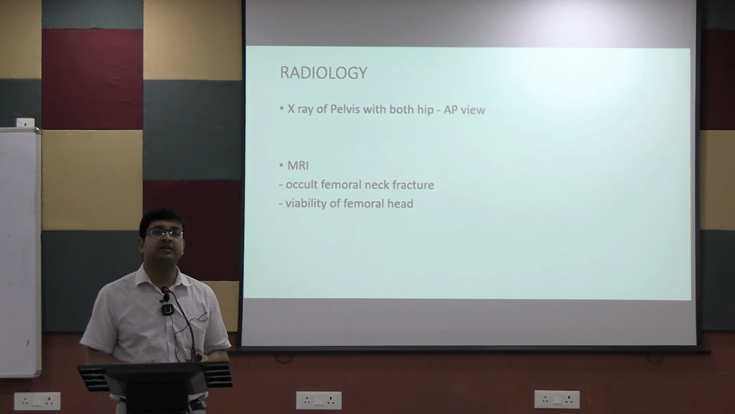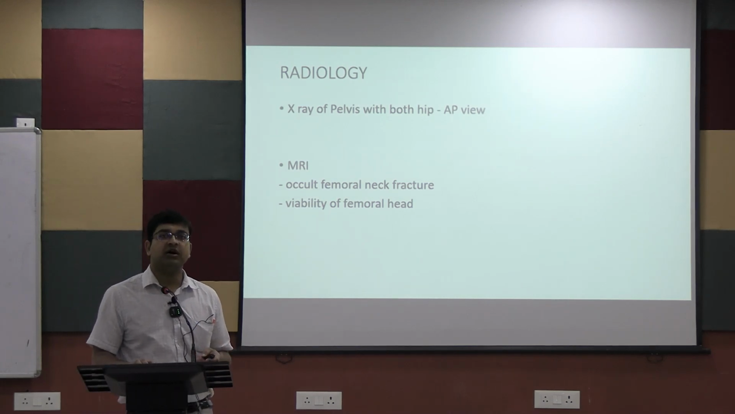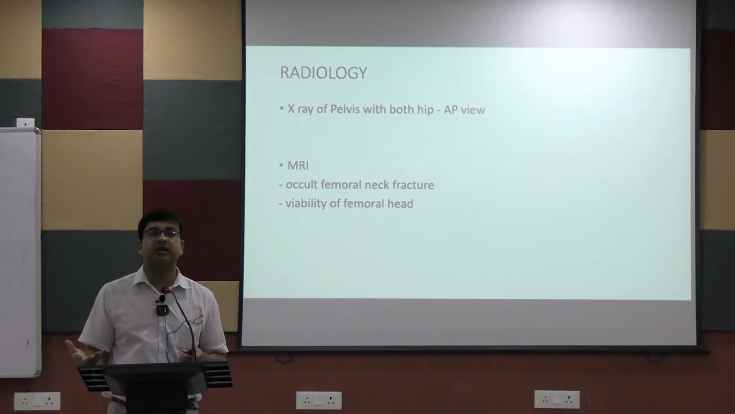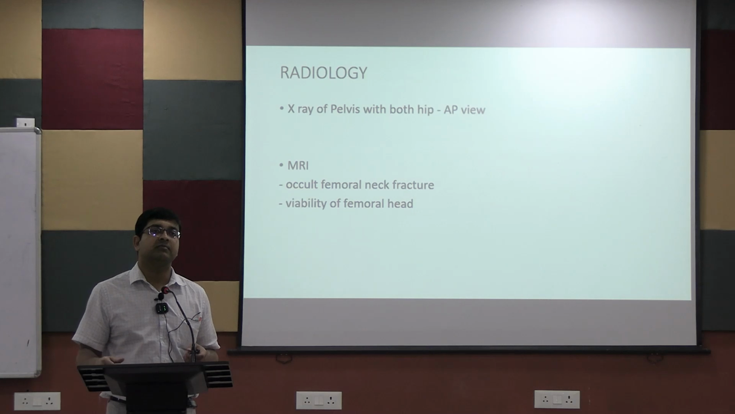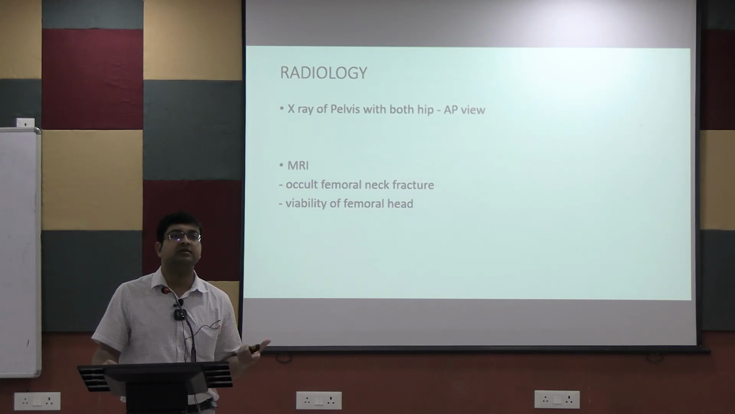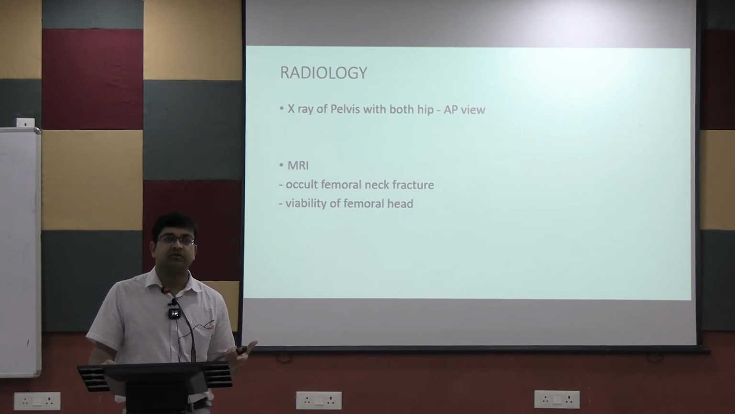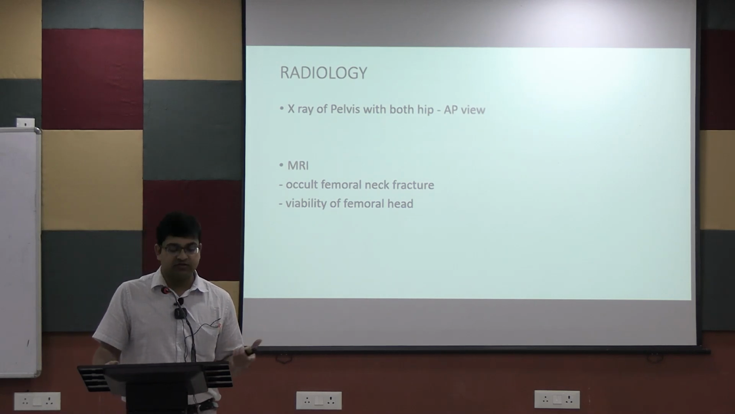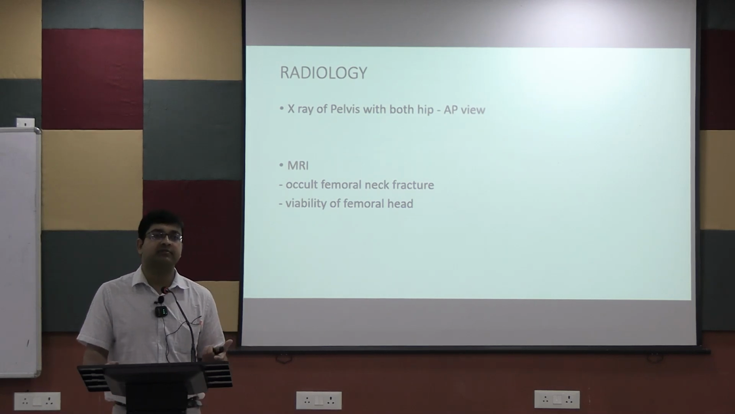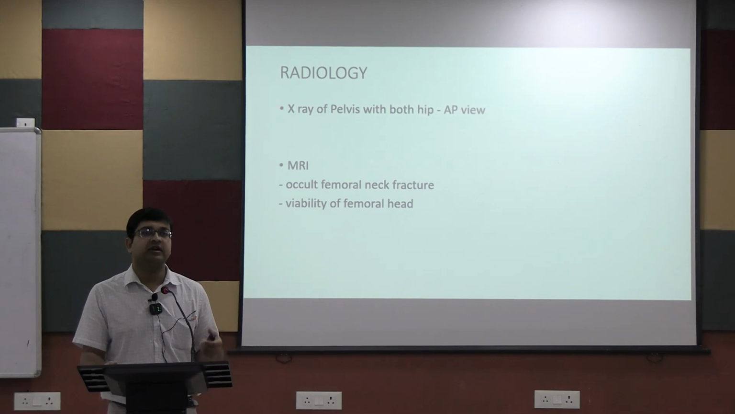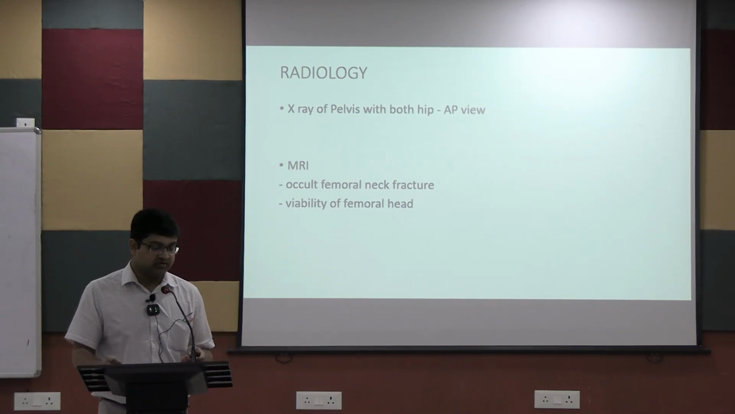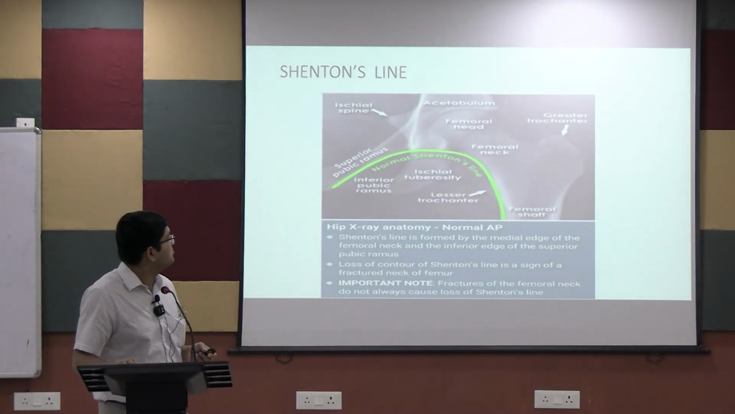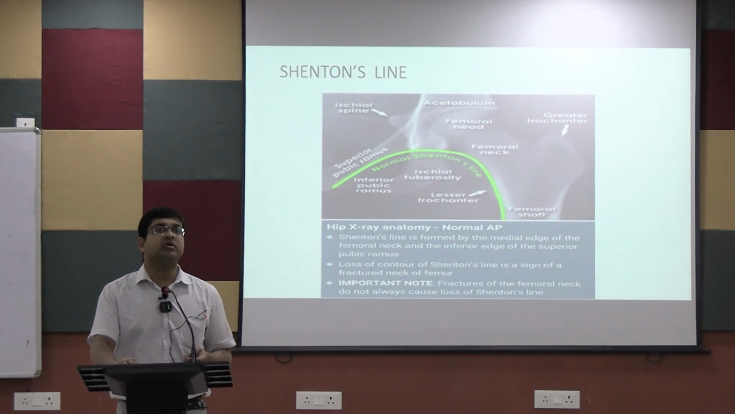What do you mean by occult fracture? Occult fracture means there is pain, there is swelling in the Scarpa's triangle, you will find tenderness, but when you do an X-ray, you will not find a fracture line. So these are occult fractures. It's very difficult to diagnose, but it is very easy to diagnose in MRI. You will do MRI, you will find an occult fracture. So this is very important.